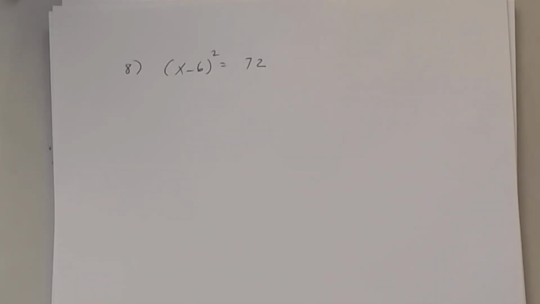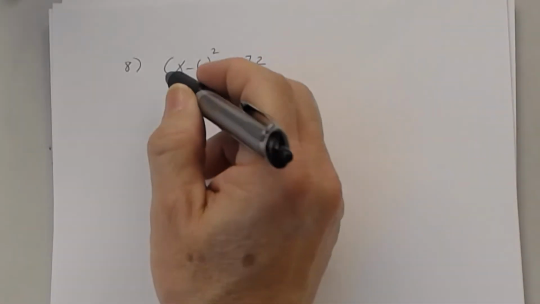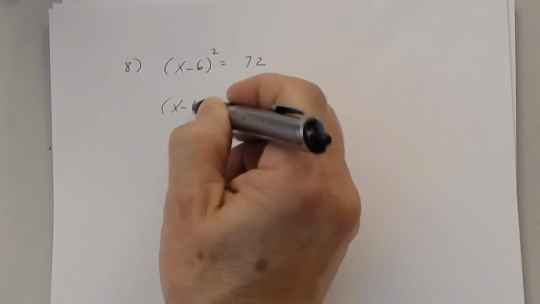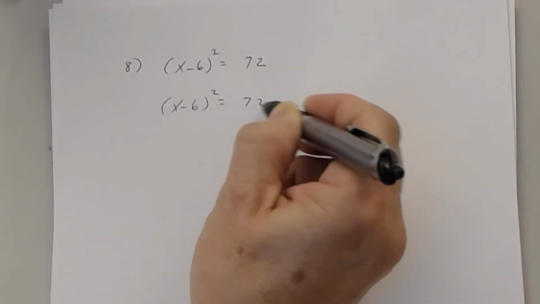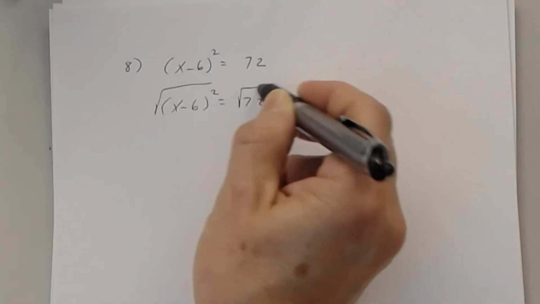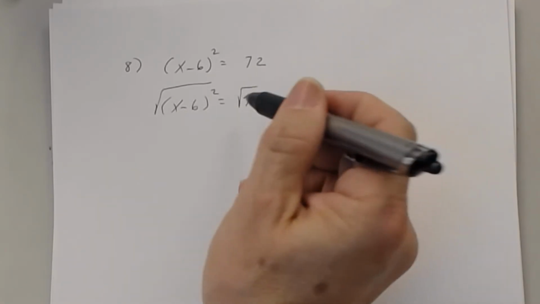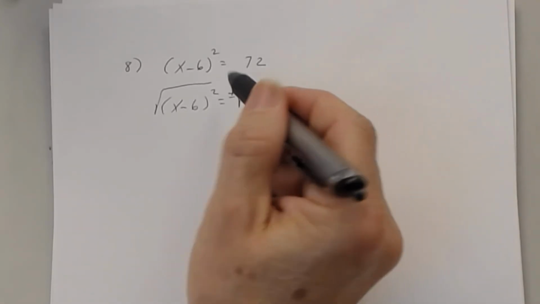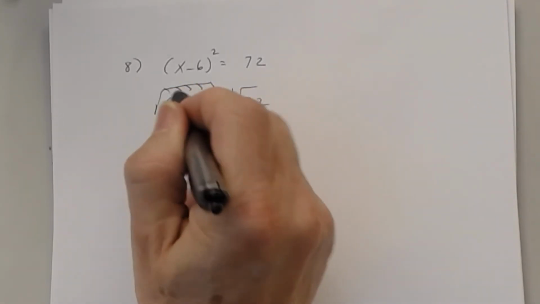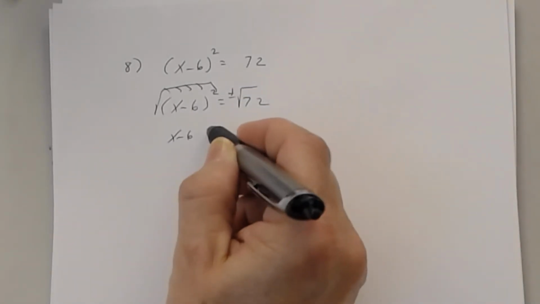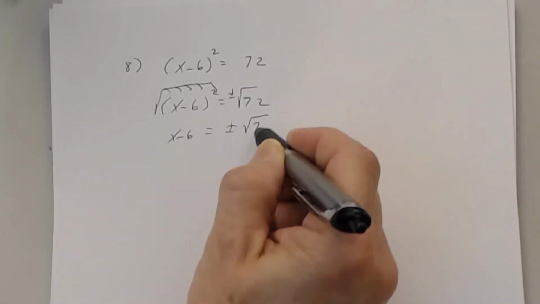Can I use the square root property? Yes. So what's the step I would say? What would I say in words? I would do what to both sides? Take the square root of both sides. So square root. I must remember to put a plus and minus. Now the square and the square root undo each other. So I get x minus 6 equals plus and minus the square root of 72.